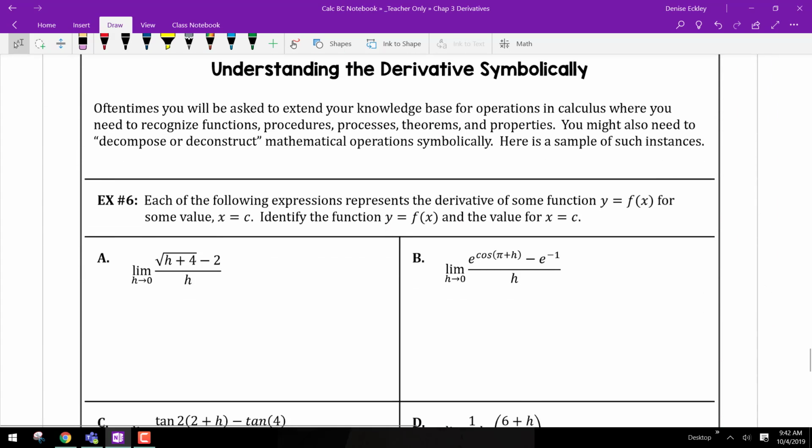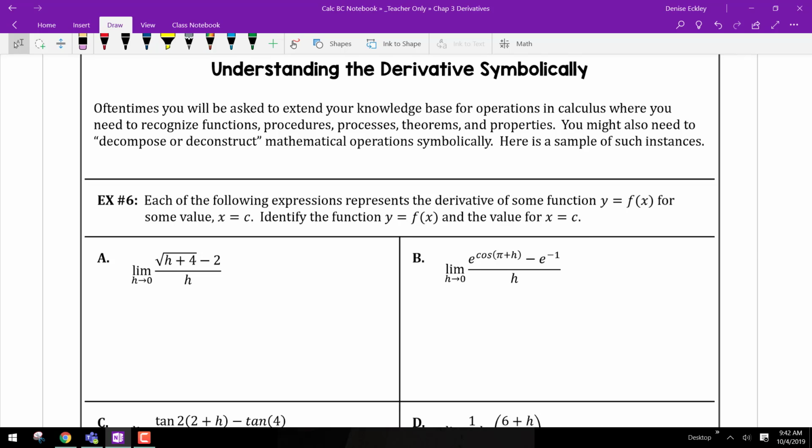So symbolically, which is what that whole exercise was leading us towards, you're going to have to go beyond what you already know, and you need to recognize functions, theorems, properties, and try to apply them in ways that you're going to have to break down or deconstruct the operations symbolically. So this is what I'm talking about.